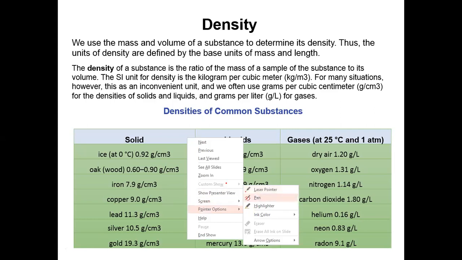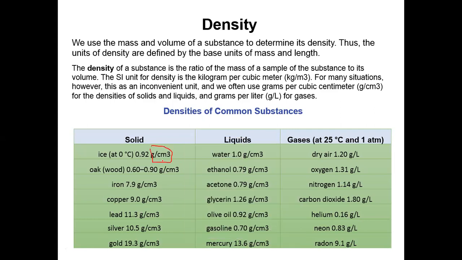This is the same as gram per milliliter, because a cubic centimeter, as we discussed last time, is the same as 1 milliliter, right? So you can use these units interchangeably. But if you pay attention, this is solids and this is gases. For gases, it's not really convenient to use gram per cubic centimeter. Sometimes gram per liter or gram per milliliter is used. So let's compare the densities of solids, liquids, and gases.